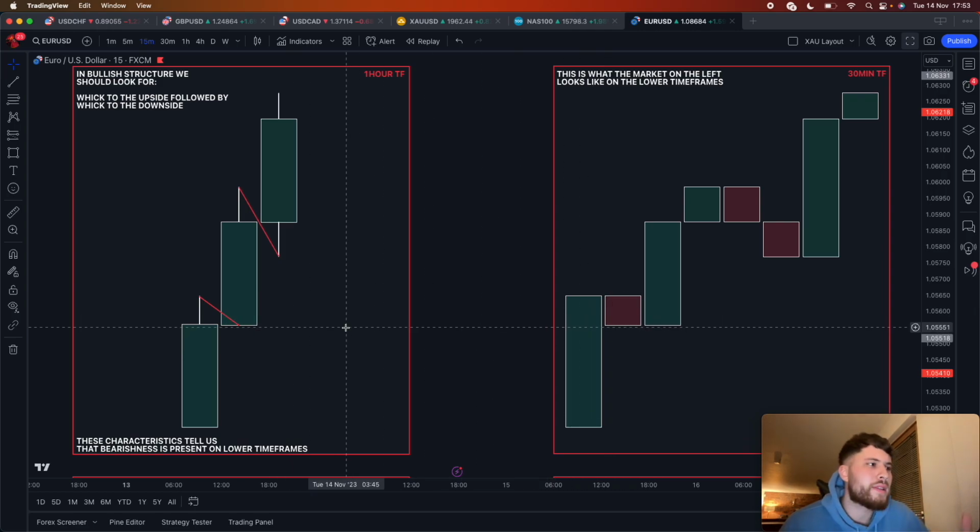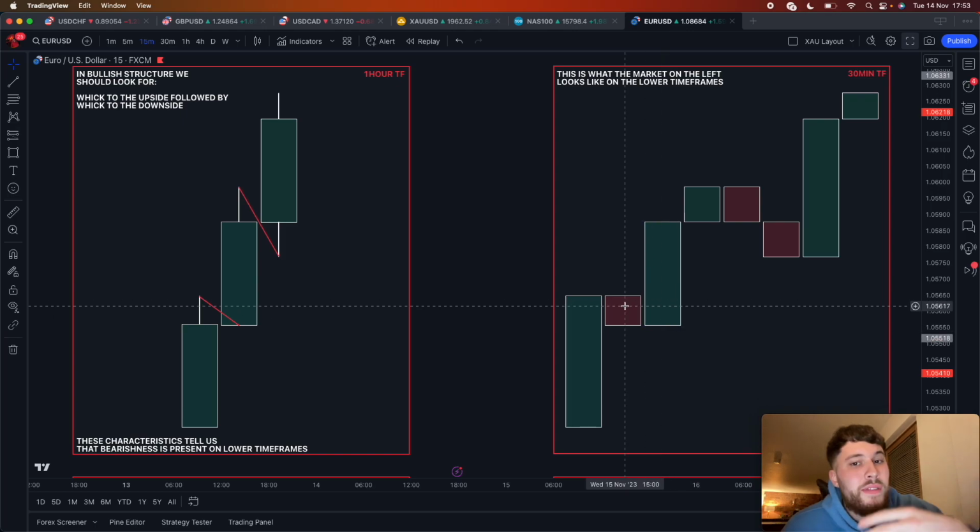And the same applies. This is an unmitigated area that needs to be mitigated before price can trade or continue to trade in a bullish way, giving us a refined area in price that we can look to capitalize on for bullish positions.